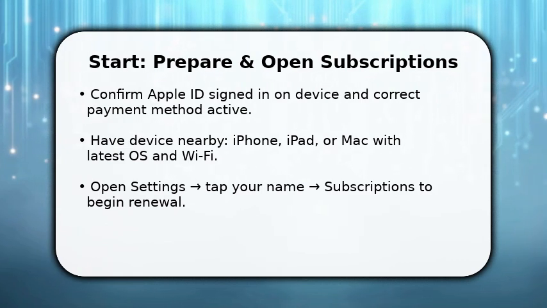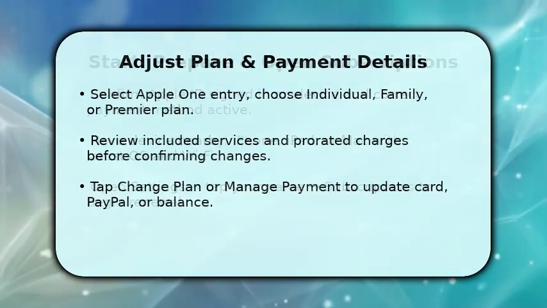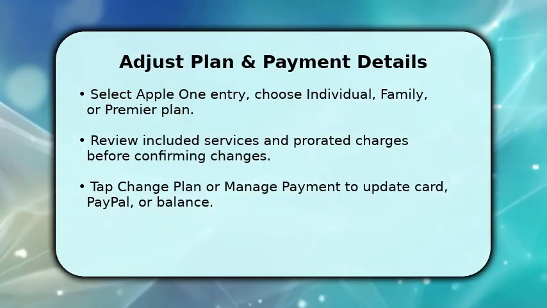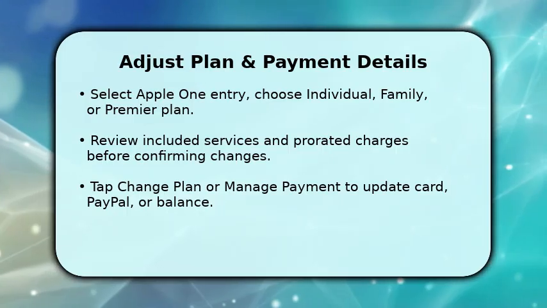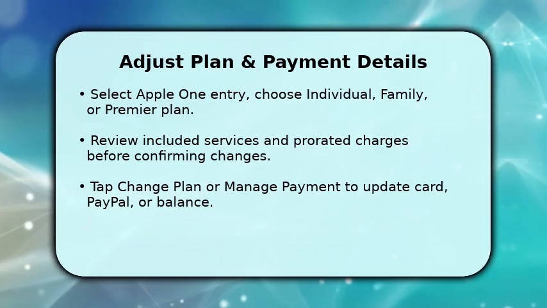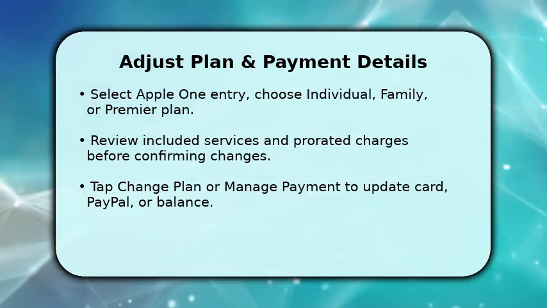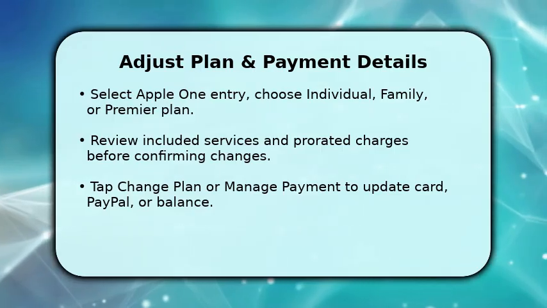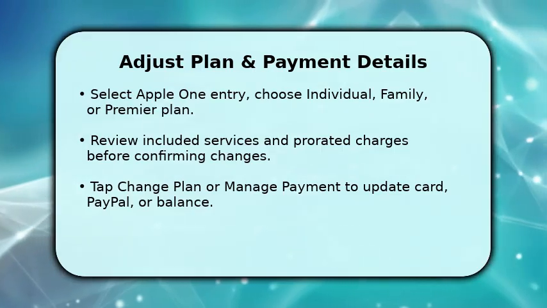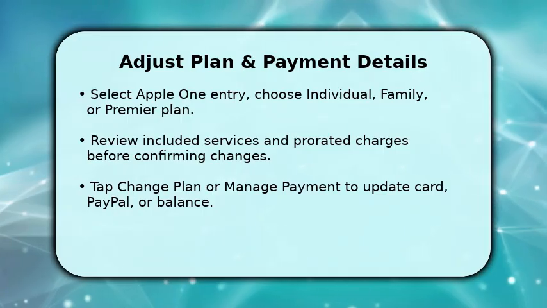Once you've opened the Apple One subscription, choose the plan that fits your needs, individual, family, or premier, and compare included services. You'll see prorated fees if switching mid-cycle. Review those numbers so charges are expected. Make sure the payment method on file covers the new cost. Tap Manage Payment to add or update a card or PayPal. After adjusting plan and payment, iOS or macOS will show the effective date.